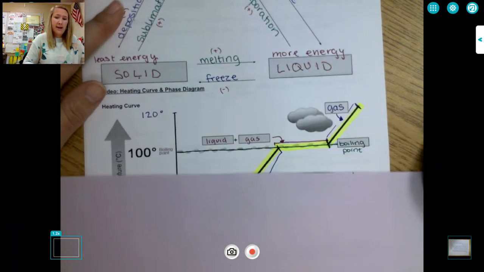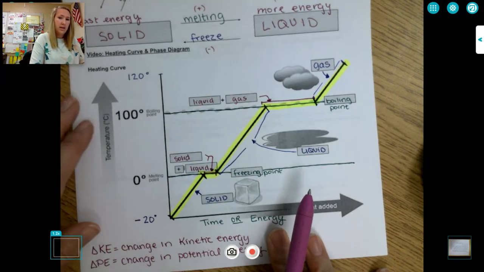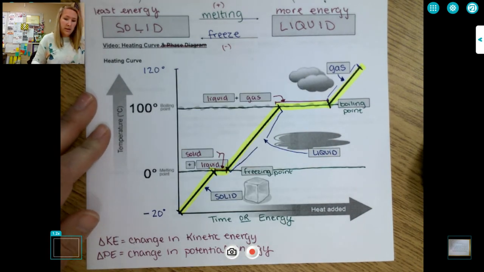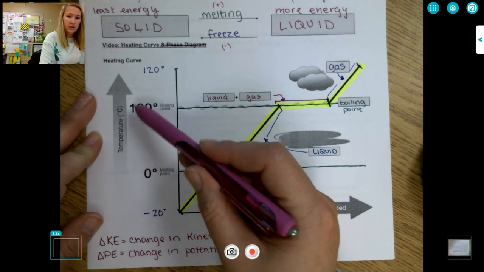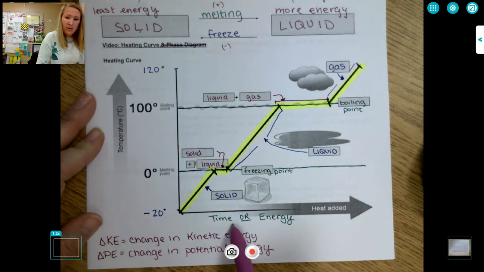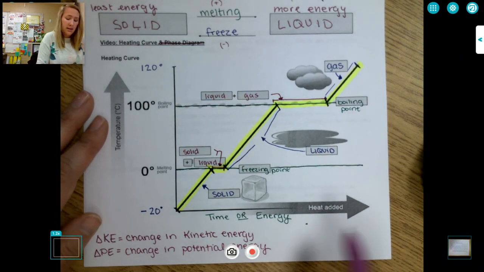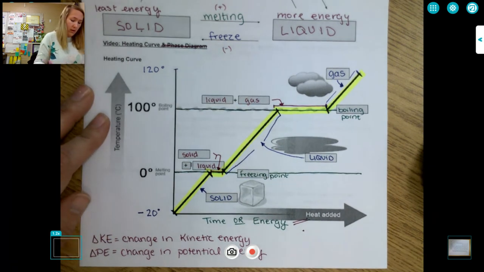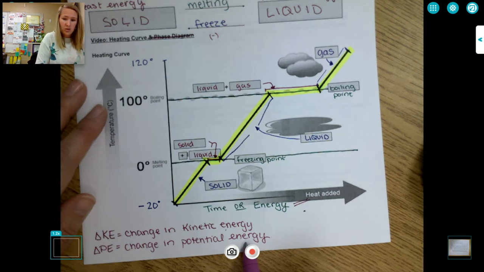We can also graph this, and we can graph this by making a heating curve. We will not look at phase diagrams. So we're looking at a heating curve. On our heating curve, we have two axes. We have our y-axis, which is temperature in degrees Celsius. And our x-axis can either be time or energy applied. Okay. This one is heat added. Heat and energy are equal to each other. We're going to graph our changes in kinetic energy along with our changes in potential energy.